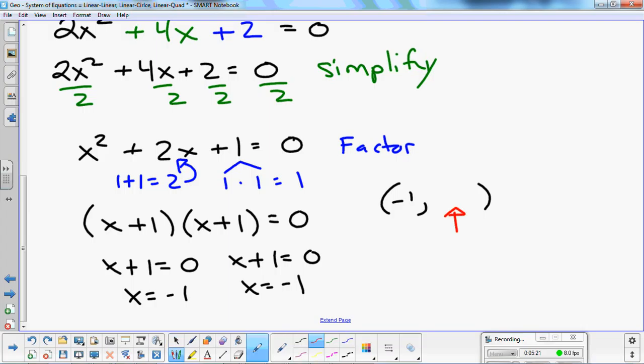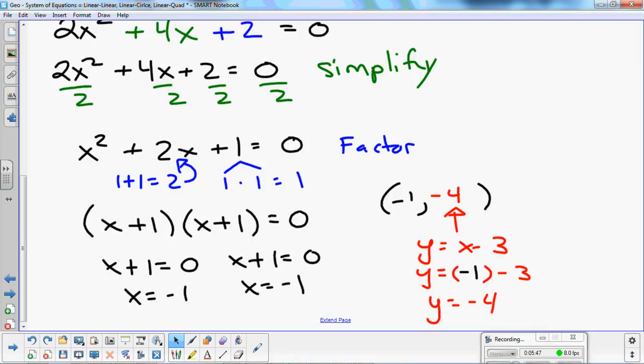Now up above, we solved that linear equation for y, which was y equals x minus 3. So what I want to do here is plug in my x value that I just found, which is -1, and solve for y. So y will equal -4. So this linear line and this circle will intersect at one point, and that point will be -1, -4.